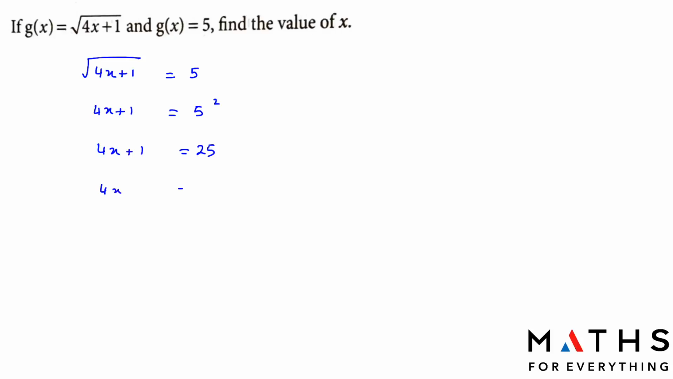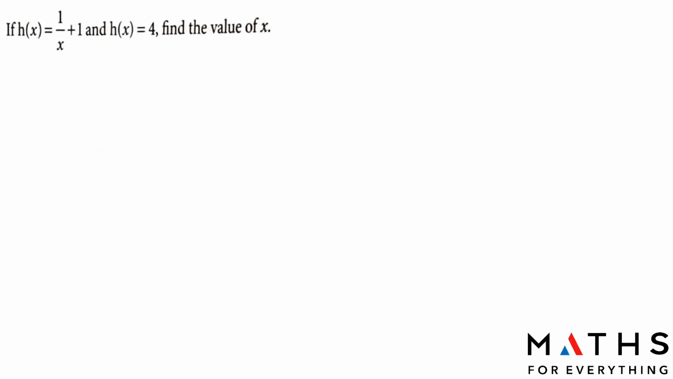Now this is a linear equation. You just have to find the value of x. The plus 1 will move to the other side, will be a negative 1. 4x means 4 multiplied by x. When we shift the 4 to the other side, it will be a divide. X is equal to 6. Let's do one more question.